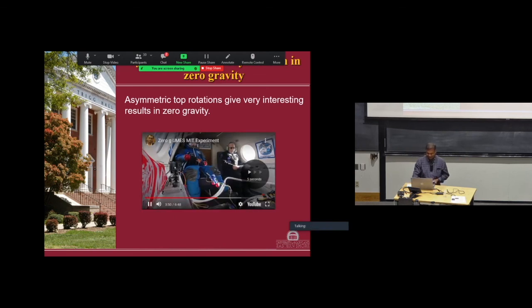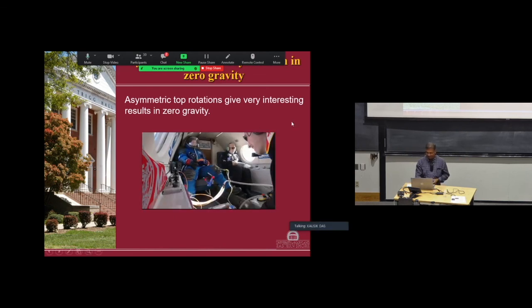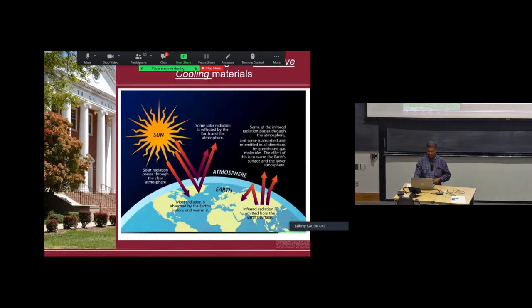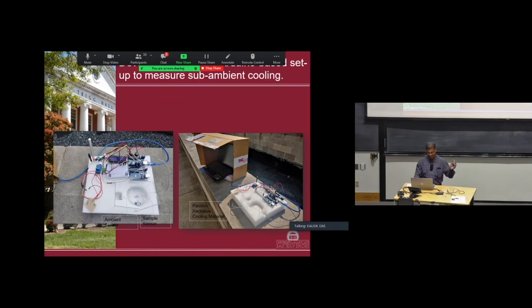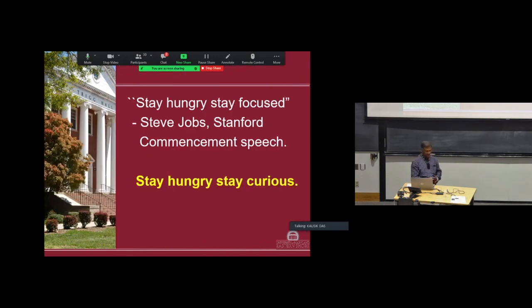Okay, so let me conclude here. I have so much to show. This is the recent work we are doing on radiative cooling materials. Well, I'll talk about that next chance. And our students are working on that. And I wanted to conclude with this quote by Steve Jobs in his Stanford commencement speech. He said, "Stay hungry, stay foolish." It's a great speech. I'd recommend all of you to listen, to Google that. Steve Jobs, Stanford commencement. And my lab's motto is, stay hungry, stay curious.